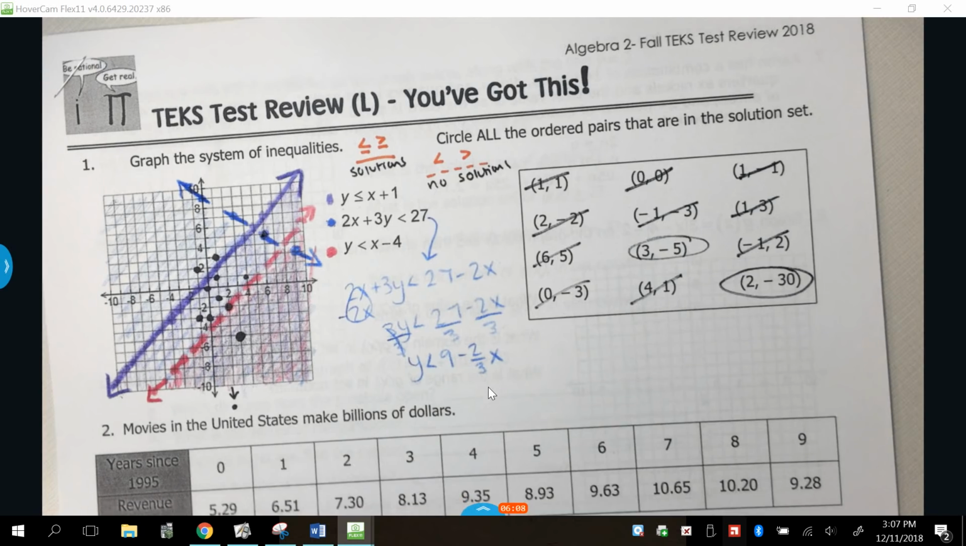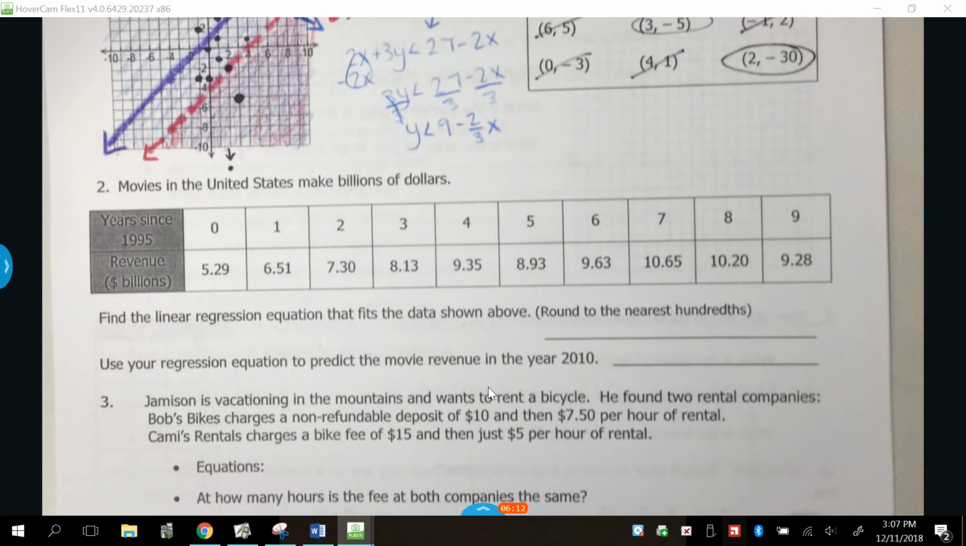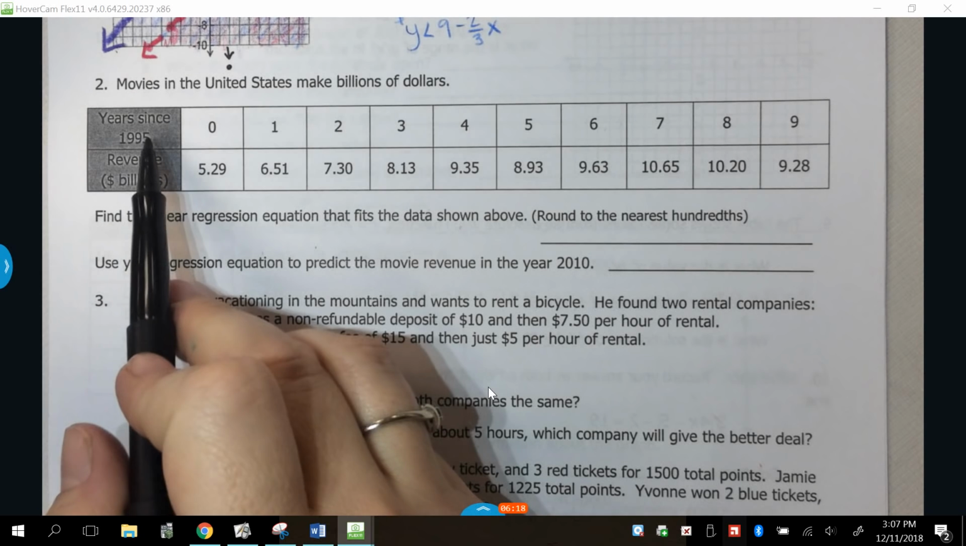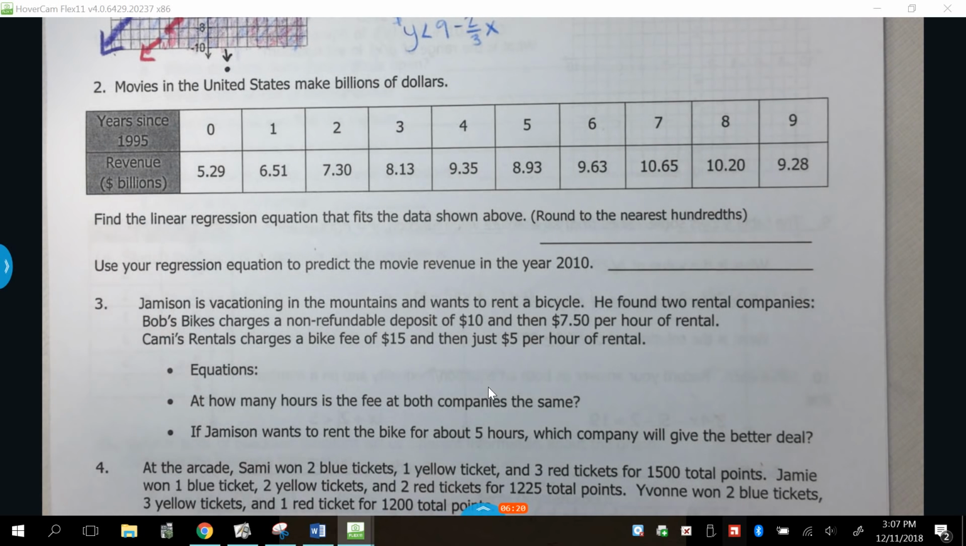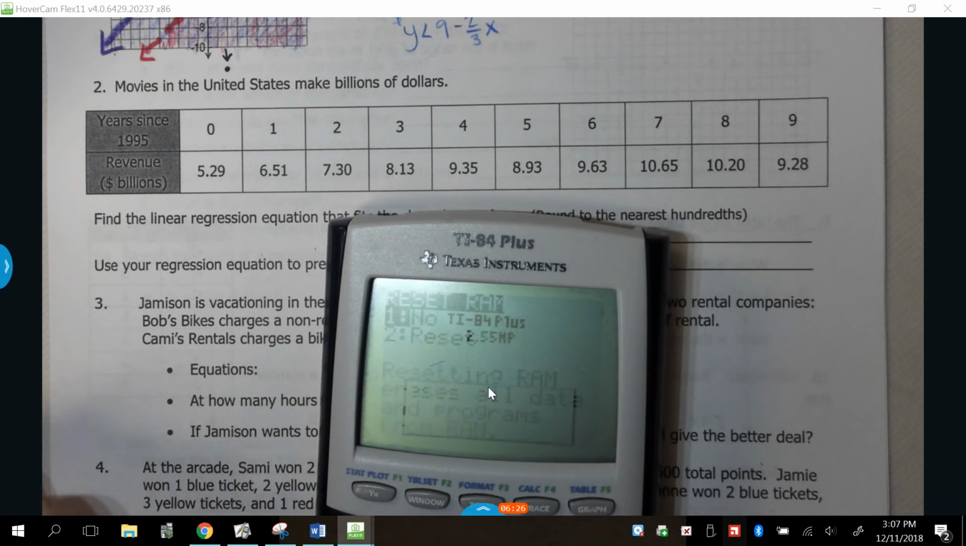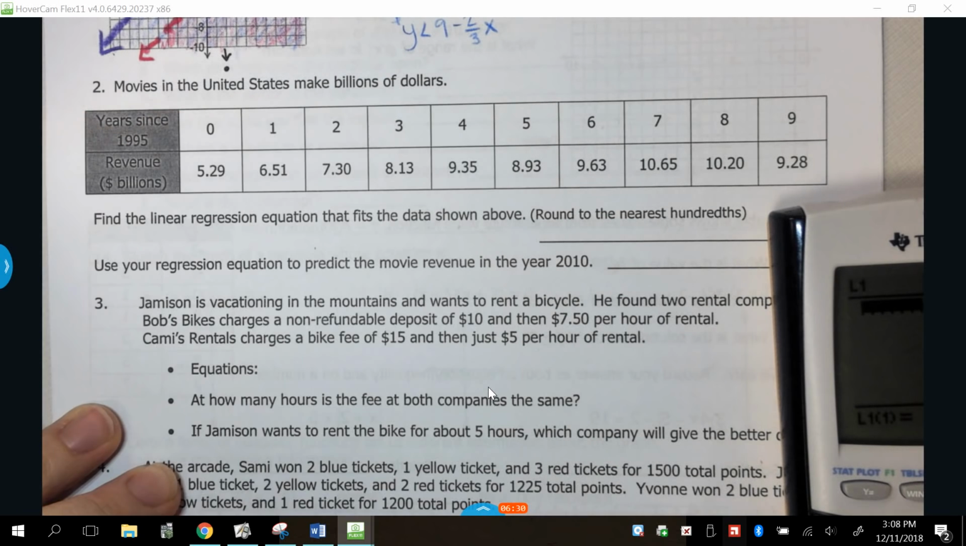Okay. Number 2 says movies in the United States make billions of dollars. So it says years since 1995 and revenue in billions. Find the linear regression. Guys, anytime it says linear regression, you're going to use stat. Okay, so we're going to do stat enter.